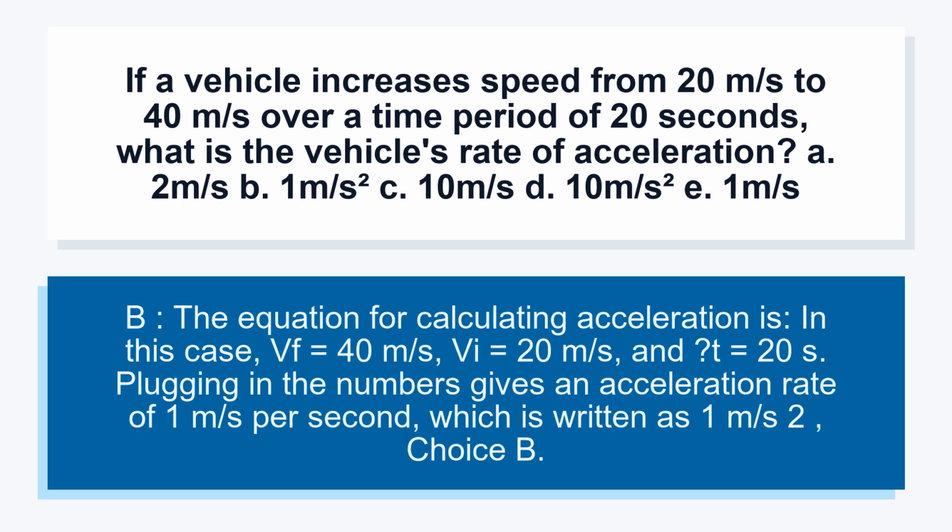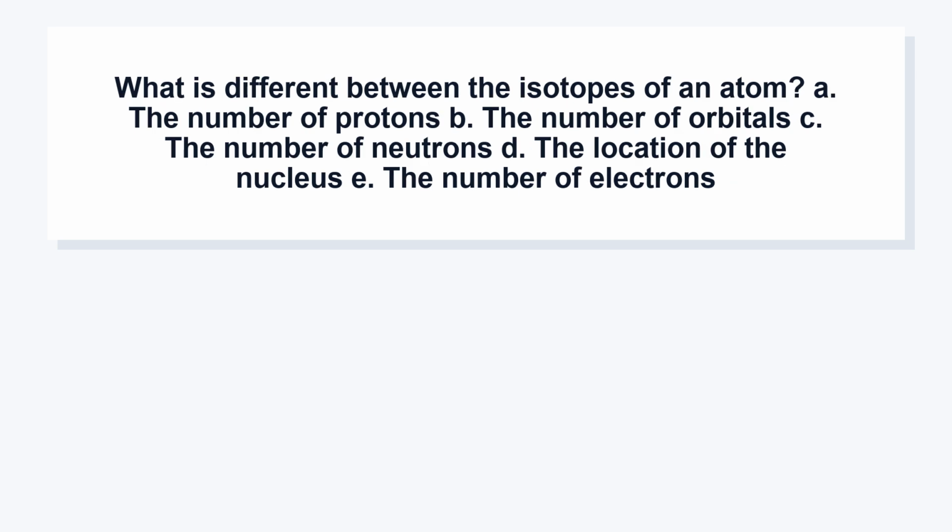B. The equation for calculating acceleration is a equals Vf minus Vi over t. In this case, Vf equals 40 mph, Vi equals 20 mph, and t equals 20 s. Plugging in the numbers gives an acceleration rate of 1 mph per second, which is written as 1 mph squared, choice B. What is different between the isotopes of an atom?